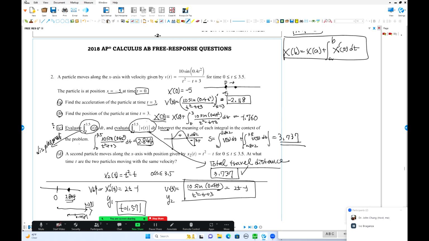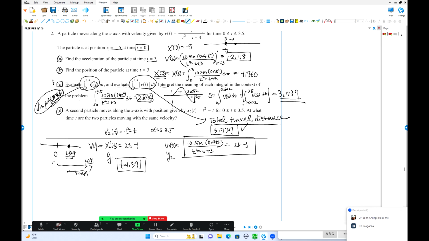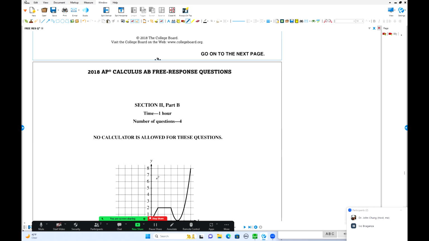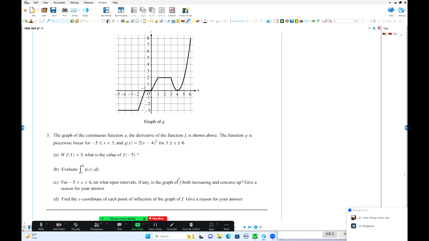That means travel distance, okay, that difference. So position, you can say, represents the displacement of the particle, okay? Is it okay? All right. So now we continue to the non-calculator section over here, okay? Now let's try this number 3 there.